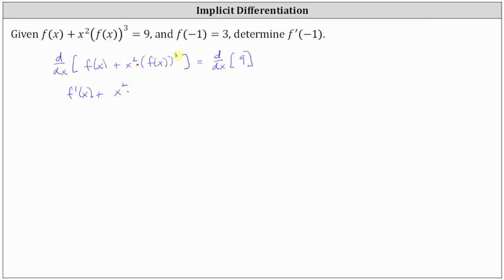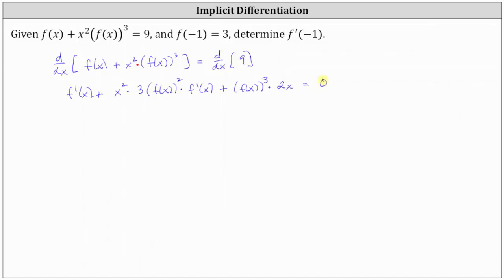To differentiate the cube of f of x with respect to x, we need to apply the chain rule, where the inner function is f of x, and the outer function is a cubing function. The derivative with respect to x is 3 times the square of f of x times the derivative of the inner function, which is f prime of x. And then we have plus the second function, the cube of f of x, times the derivative of the first function with respect to x, and the derivative of x squared with respect to x is 2x. Equals on the right, the derivative of 9 with respect to x is 0.